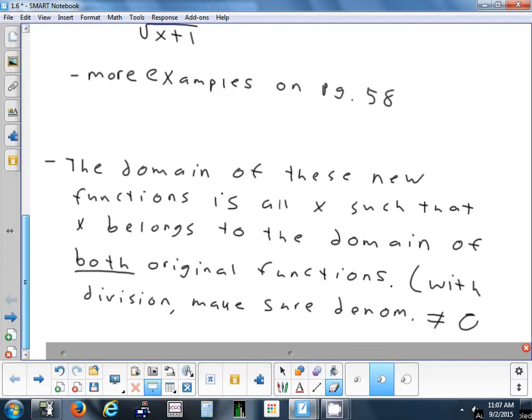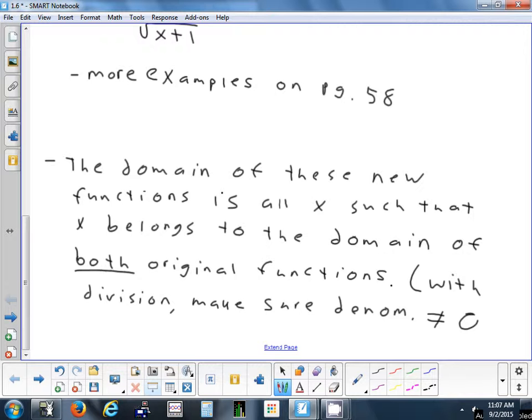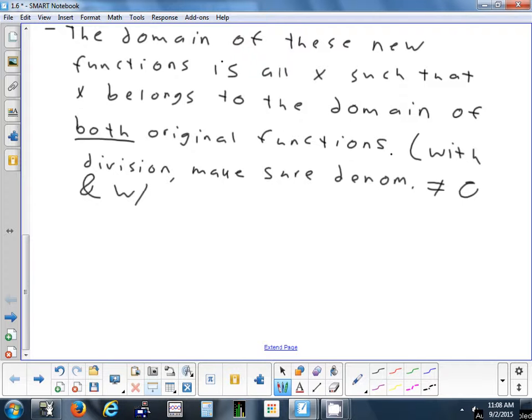I'm going to add one thing here. With division, make sure the denominator is never equal to 0. And with square roots, make sure what's under the root is positive. What's under the square root is called the radicand, so just make sure the radicand is positive.